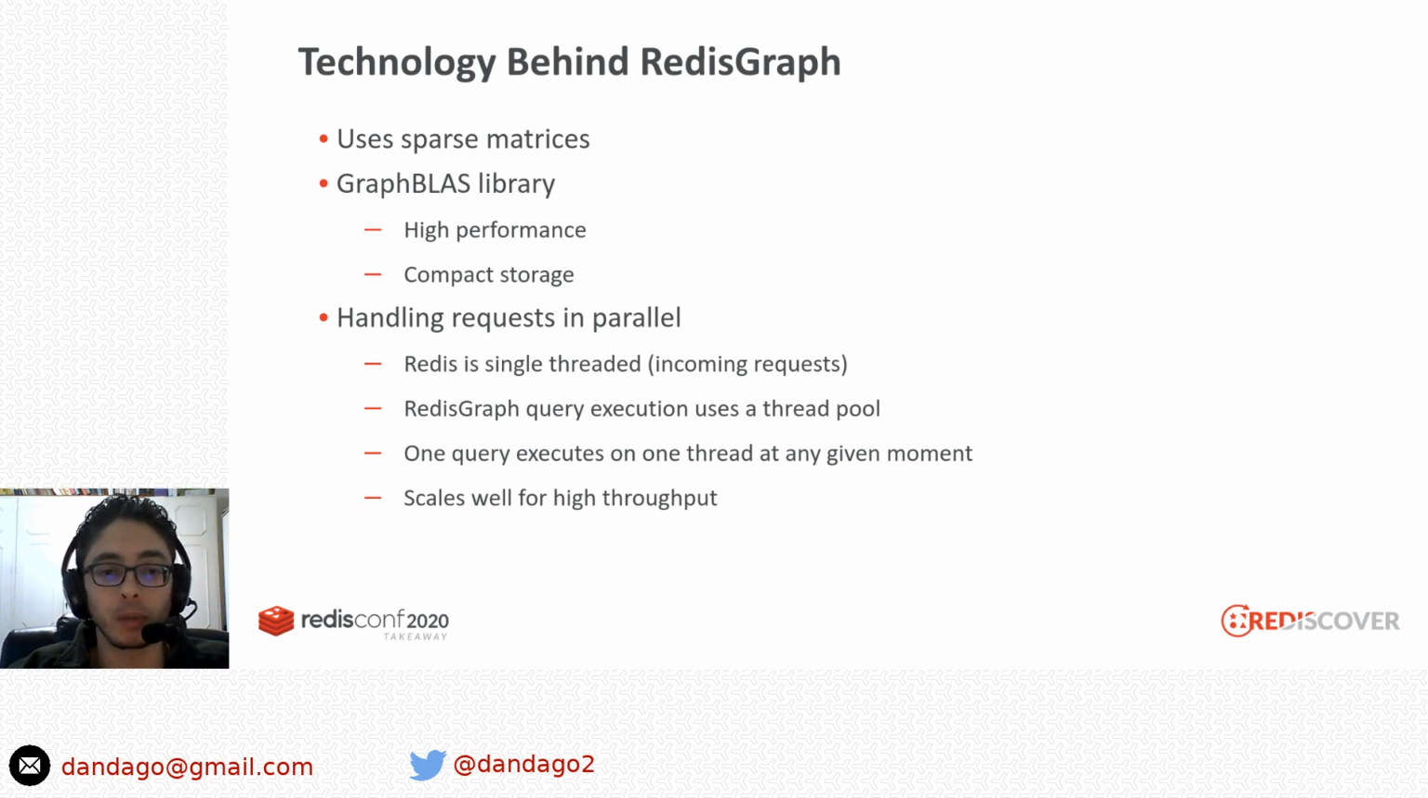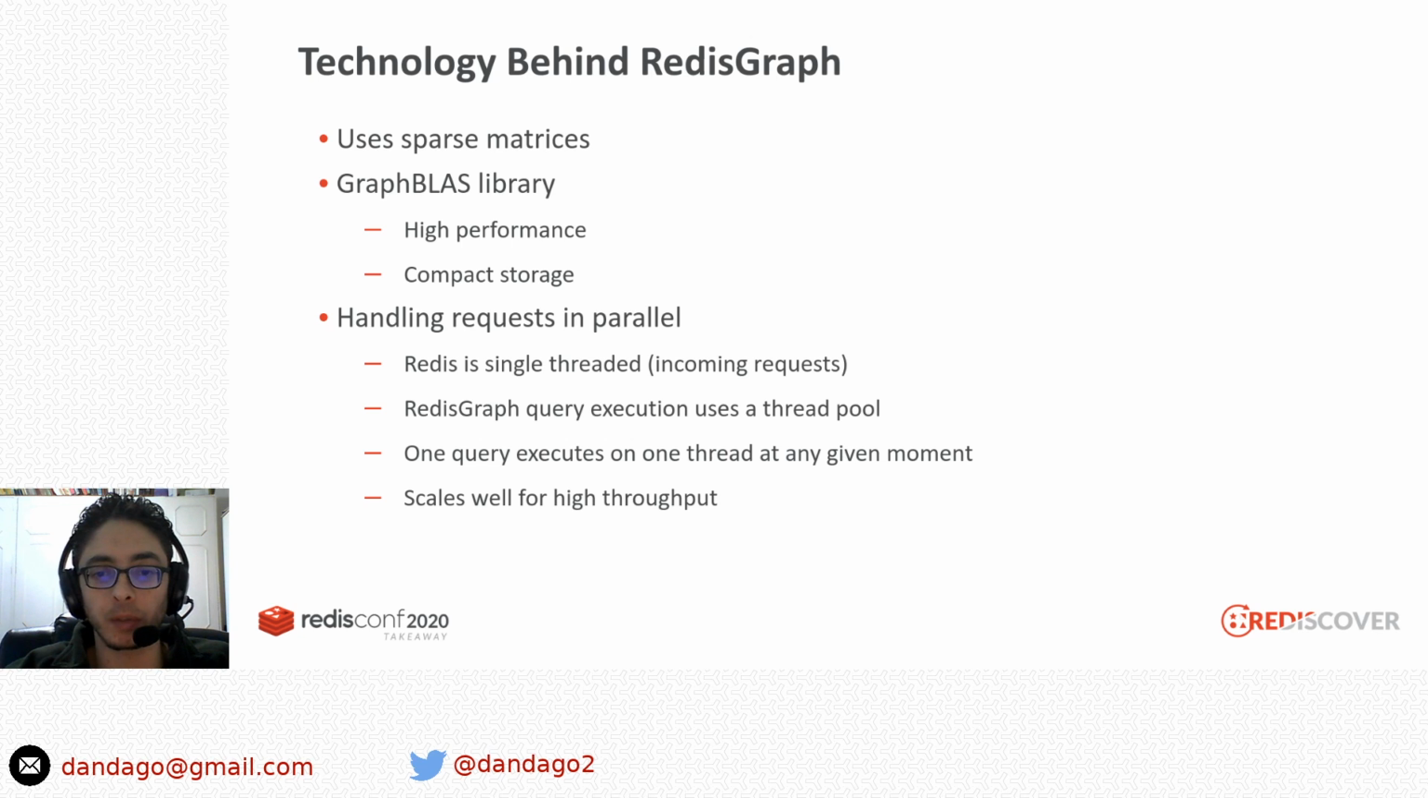It's also interesting to understand how RedisGraph handles requests. Now we all know that Redis is single-threaded, and that's how incoming requests are handled even for RedisGraph. However, once a query reaches RedisGraph, it is passed on to a thread pool, because nowadays Redis modules can actually manage multiple threads.